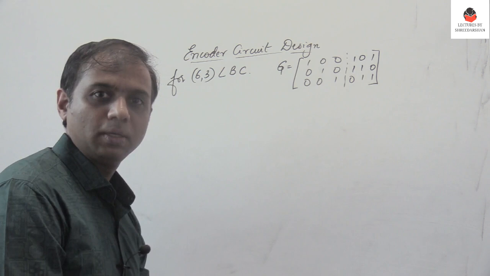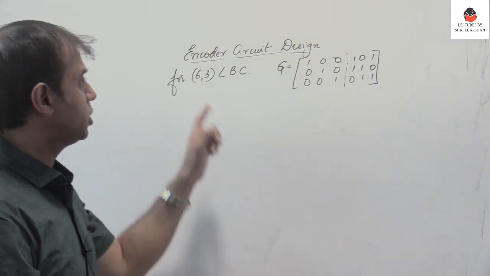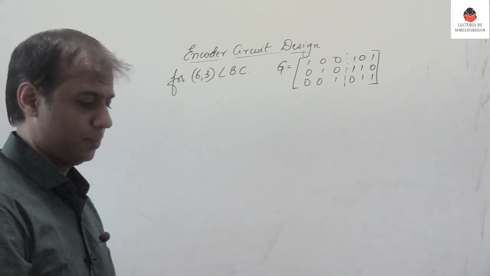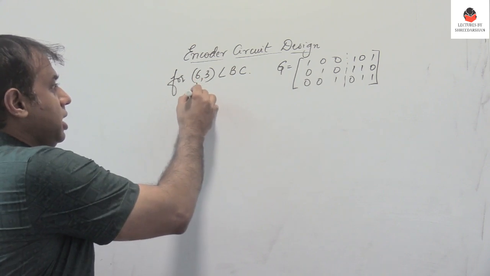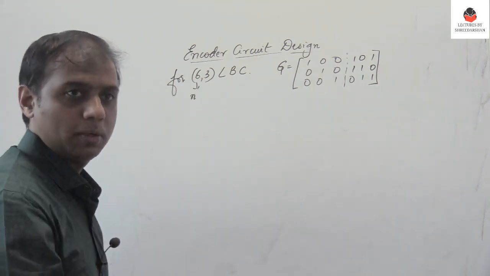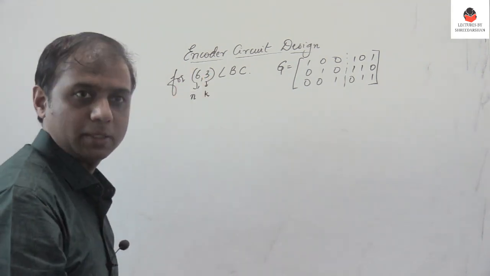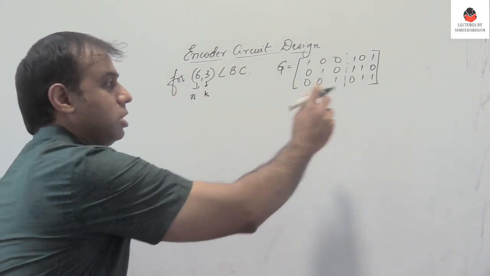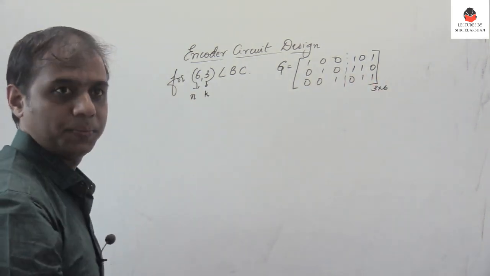Hello students. In this lecture video, let us try to design an encoder circuit for a (6,3) linear block code. So what does (6,3) indicate? 6 indicates the length of the code and 3 indicates the length of the message vector. And this is the generator matrix of order 3 cross 6.